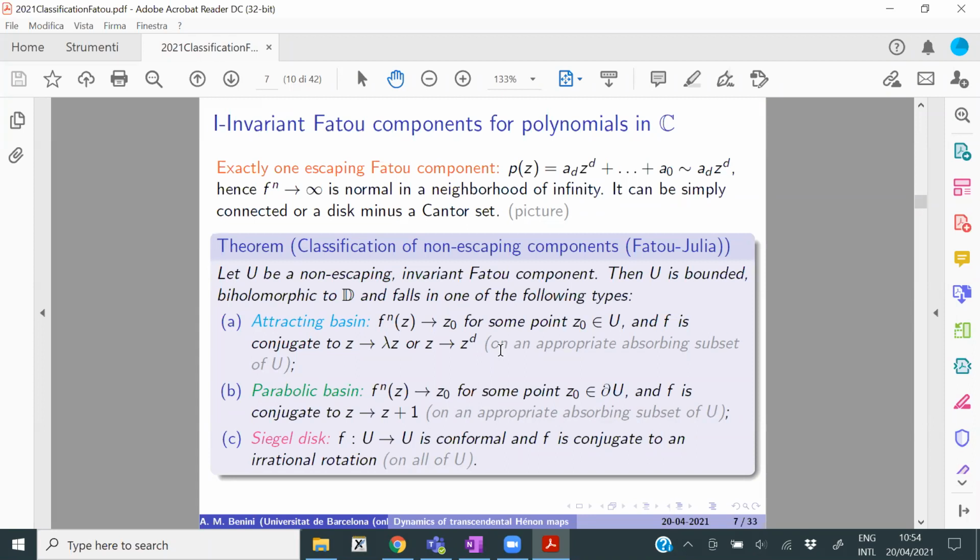And then we have our usual classification of invariant components, which are non-escaping. They can be attracting basins or super-attracting basins, where everything converges to a fixed point in the basin. They can be parabolic, where everything converges to a fixed point on the boundary, or rotation domains. Your limit functions here are really rotations of some angle theta, okay? So your limit functions, we will see it, are of rank 1, not of rank 0 like in the other cases in which the limit functions are constant because they're really fixed points.